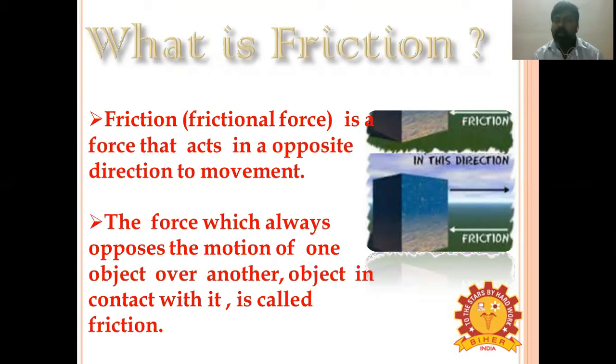Smoothness of a surface is only a relative term. Even the most accurately planned surface will not be free from ridges and depressions, which may not be visible to the naked eye, but they become apparent on microscopic examination. When one surface has contact with another surface, these ridges and depressions interlock, and the relative motion of one surface over the other is restricted. This restricting force is called the frictional force or force of friction.